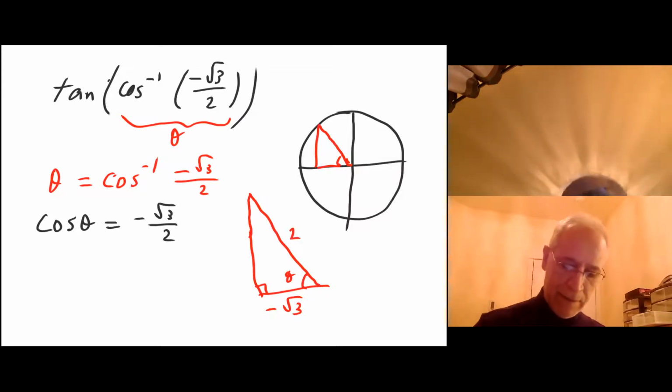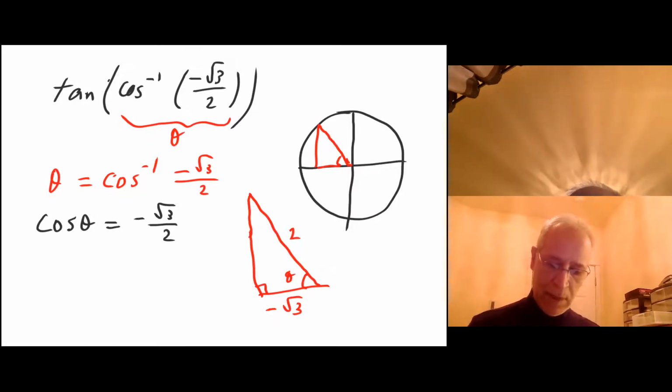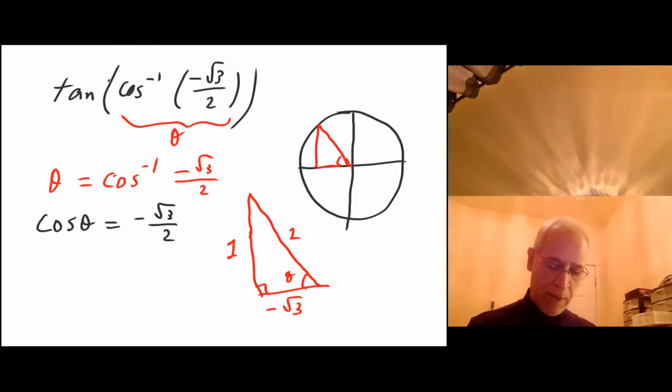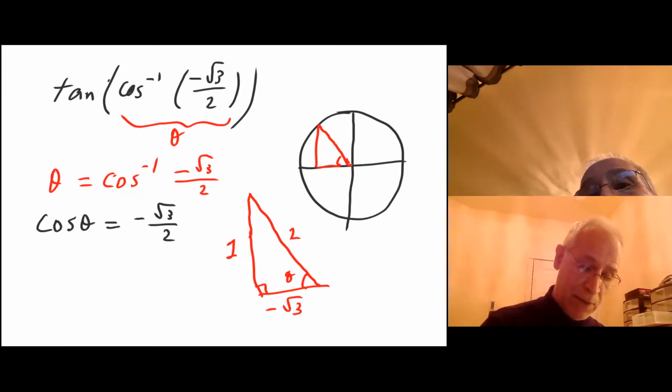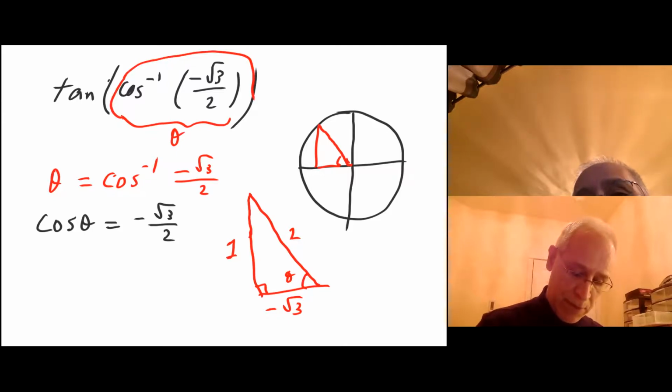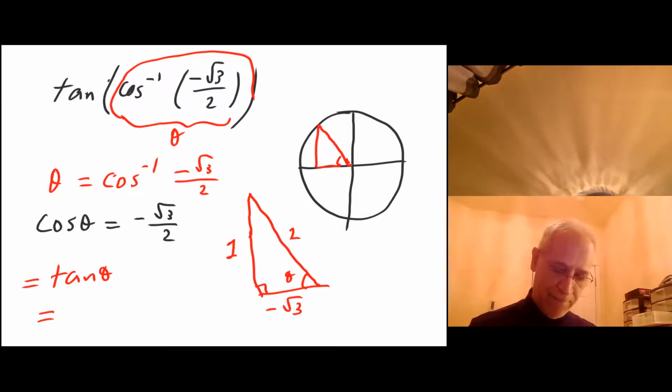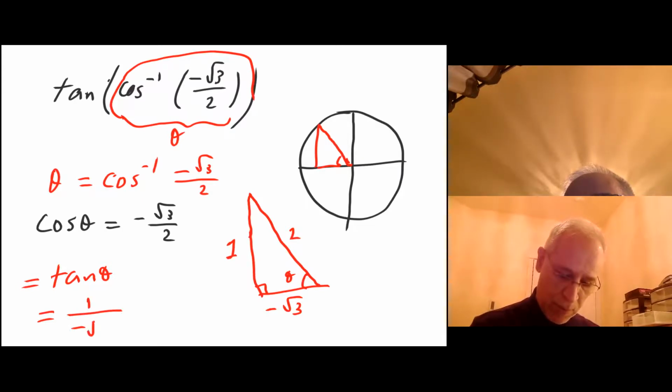Now I have to find the side opposite. So that is going to be 2 squared, which is 4, minus 3, so this is going to give me a 1 right here. Now that we exchange this with theta, this up here is my theta. This equals tangent of theta, which is opposite over adjacent. So I have 1 over negative square root of 3.